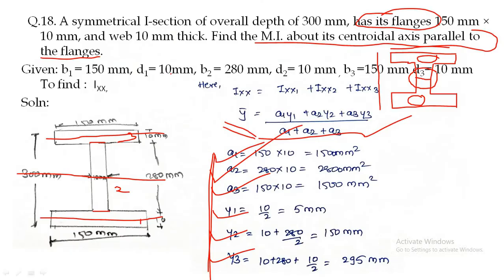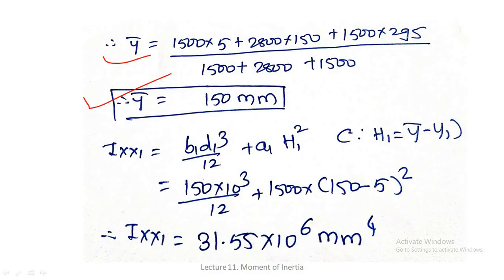Now, Ixx1. The same procedure that we used for the T section and the I section, all those steps will be employed here also, and our Ixx1 will be equal to b1 d1 cube by 12 plus a1 h1 square. Putting the values, we get Ixx1 equal to 31.55 into 10 raised to 6 mm raised to 4. In this way, we have calculated the value of Ixx1.